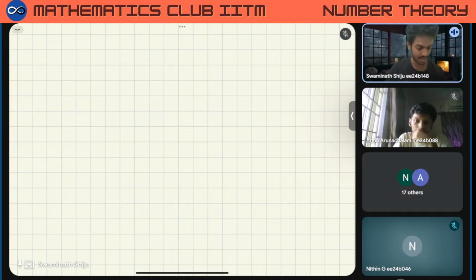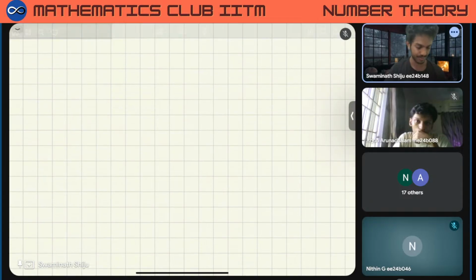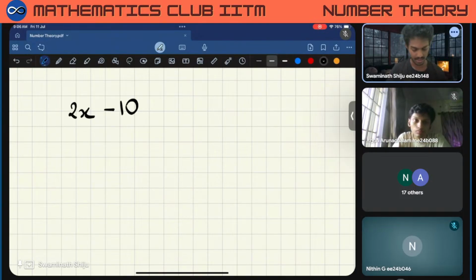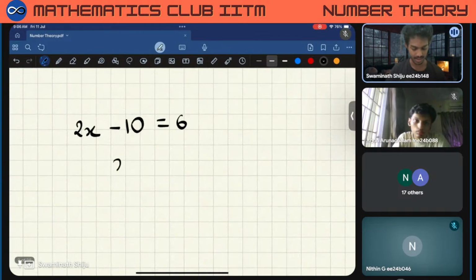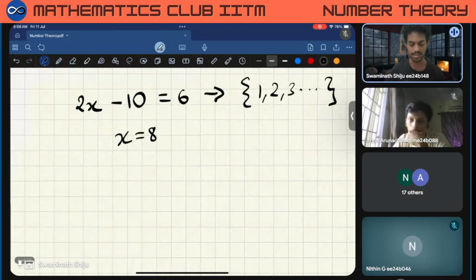So initially, say we have an equation like 2x minus 10 is equal to 6. This is easy to solve, right? The solution is x equal to 8. As in, we have a solution in the positive integers. So this one will give you a solution in, say, 1, 2, 3, and so on. Now that's happy. The natural numbers have good structure. We have solutions to this equation.